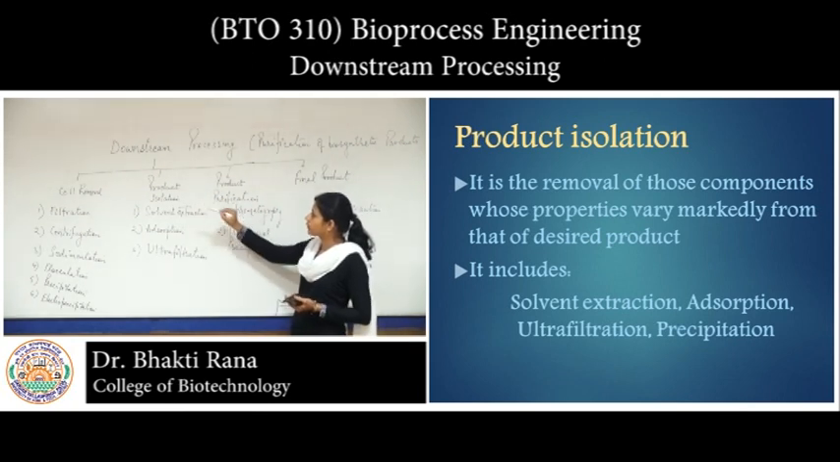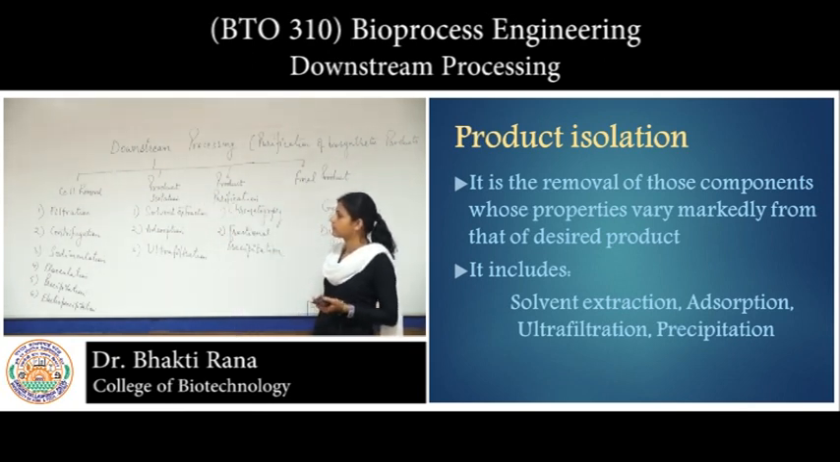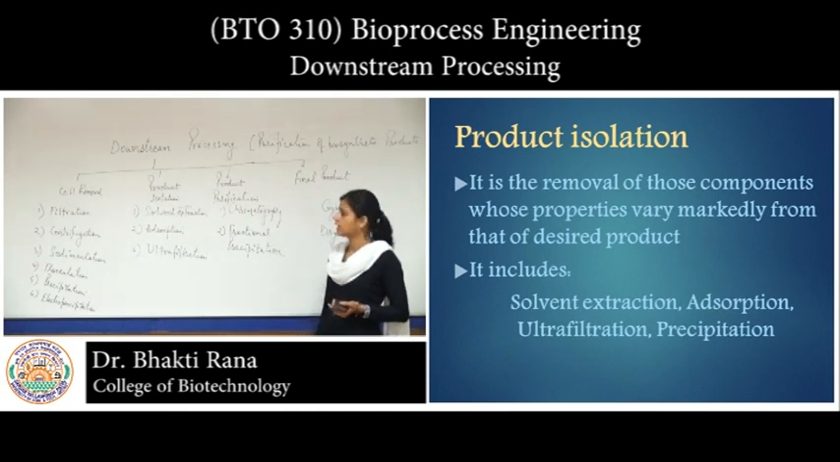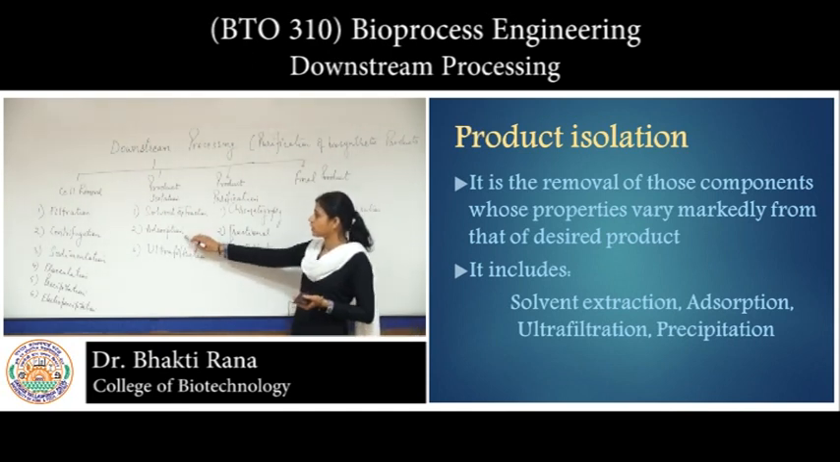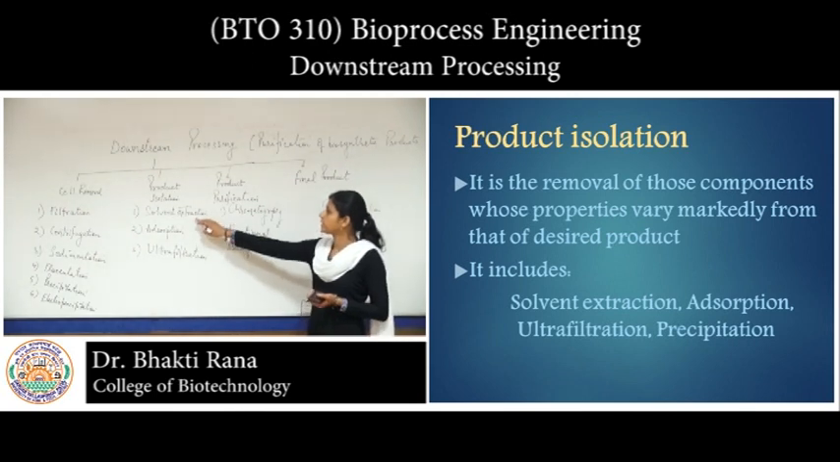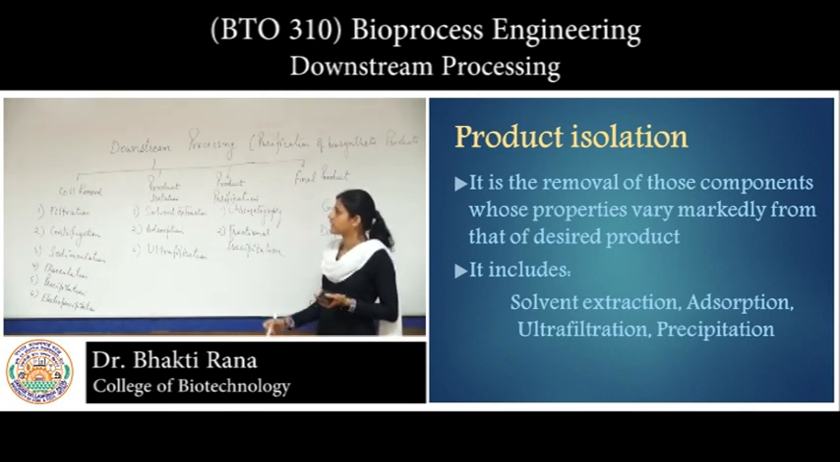For isolation of the product, you will use techniques like solvent extraction, then adsorption, and then ultrafiltration. Filtration you can apply to cell removal also, but in ultrafiltration you have to use pressure; that is, pressure-driven filtration is known as ultrafiltration. Then adsorption, where whatever extra is there will be adsorbed on the matrices you add. Then solvent extraction, where you extract different types of liquids by solvent extraction.